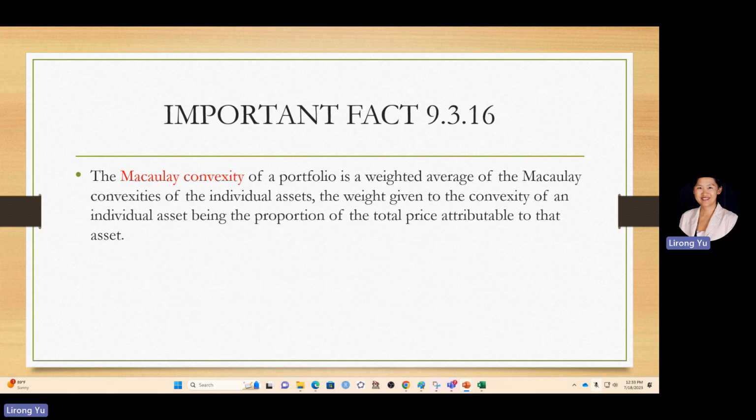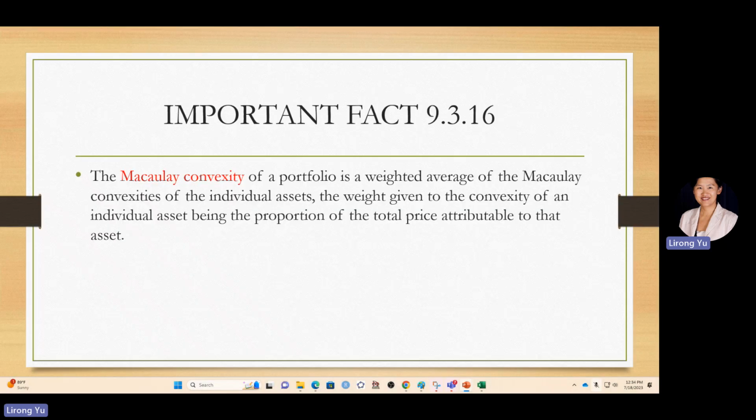Now, Macaulay convexity for a portfolio is a weighted average of the Macaulay convexity of individual assets, the weight given to the convexity of each individual asset being the proportion of the total price attributed to that asset. So very similar to the Macaulay duration, except this is a weighted average of t squared. The Macaulay duration is the weighted average of t, time.